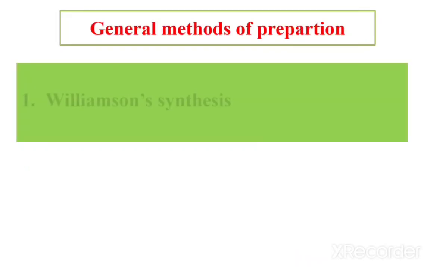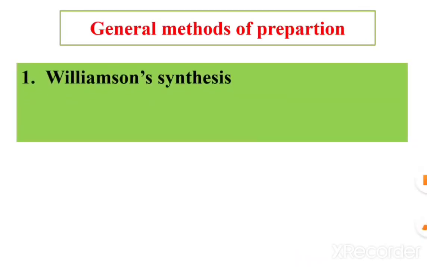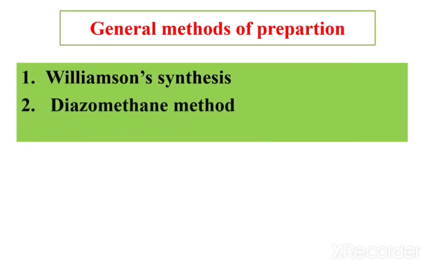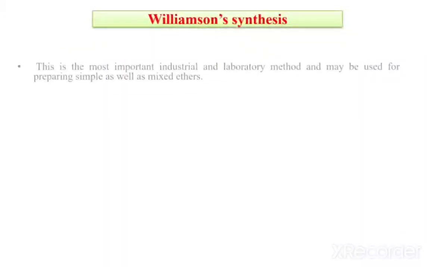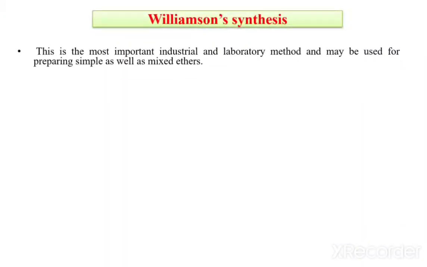The general methods of preparation. Number one, Williamson synthesis, and the diazomethane method. First, we discuss Williamson synthesis. Williamson synthesis is the most important industrial and laboratory method and may be used for preparing simple as well as mixed ether. Simple means symmetrical, and mixed ether means unsymmetrical ether.